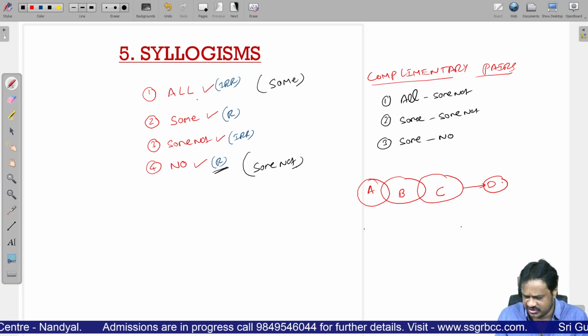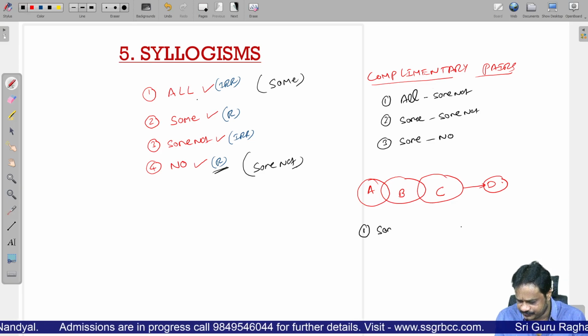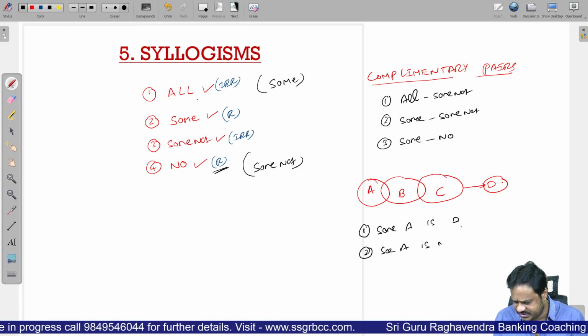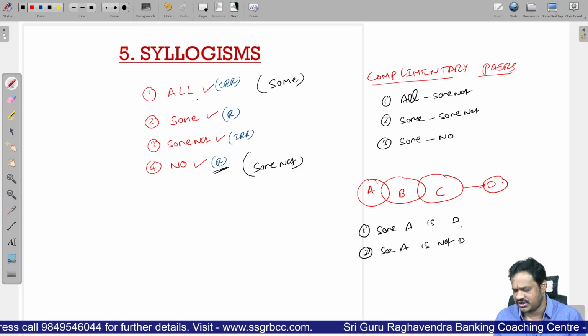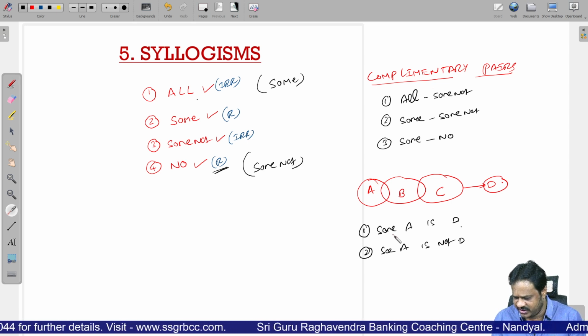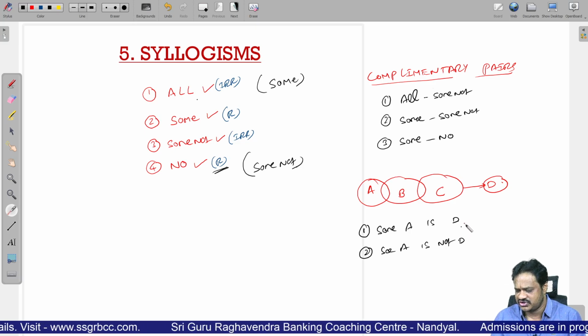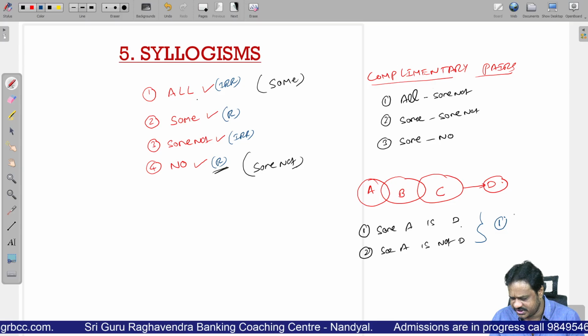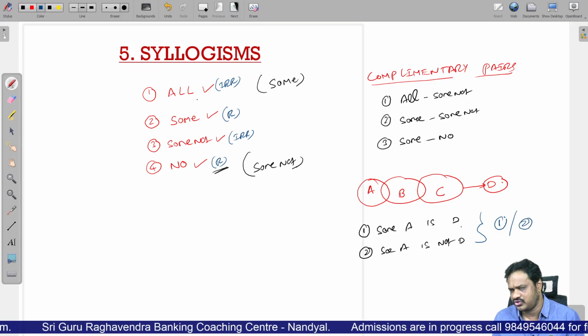If any conclusion is given like this, some A is D, some A is not D, this is the complementary pair. Why? Because there is no relation between A and D, but one some statement is given, one some not statement is given. So this is called a complementary pair. Always in a complementary pair, our answer is either 1 or 2.